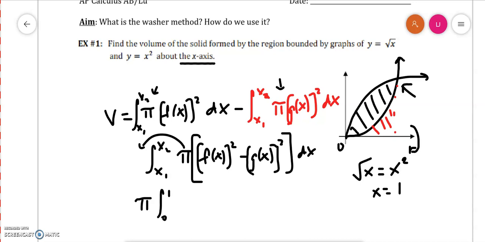All right, now it does matter which order these go in, just like with area. It works the exact same way. We have to think of what's the greater function, or really what's the function that's going to create our outer circle. Is it going to be x squared, or is it going to be square root of x? And in this case, it's going to be the square root of x.